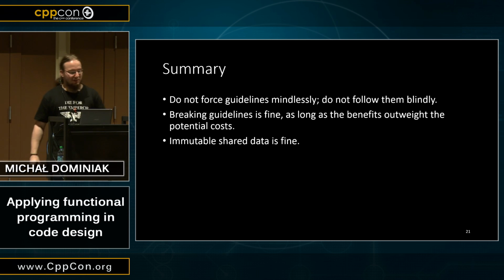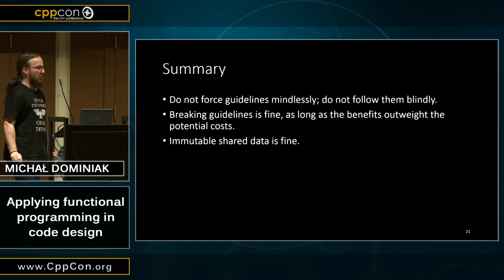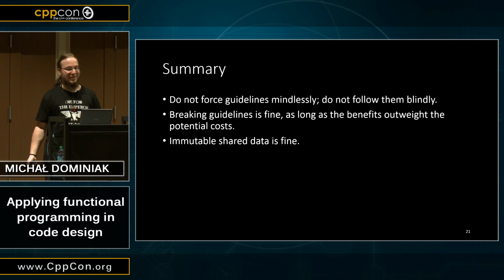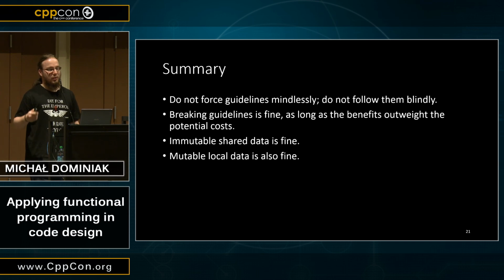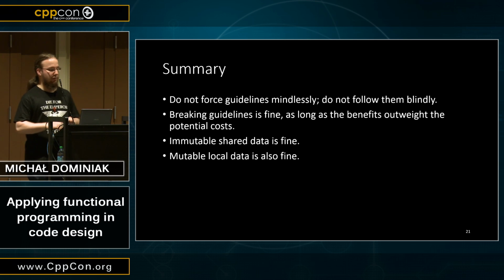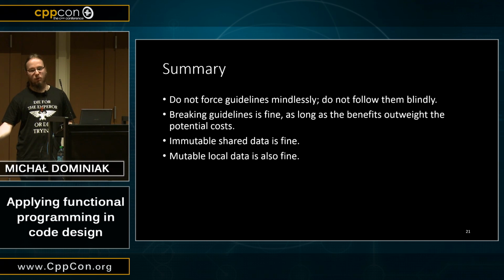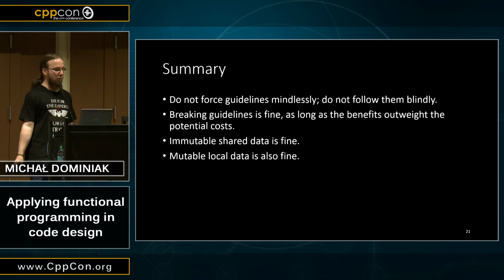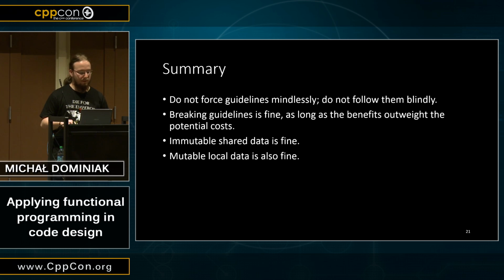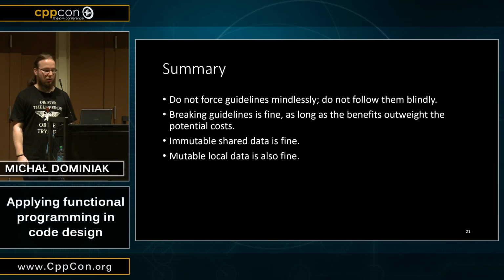Okay, so immutable data is always fine to share around, or almost always. Mutable data is fine as long as it's not owned by different scopes. As long as it stays in a single scope, it's pretty much always fine, and there isn't really anything that can go wrong.